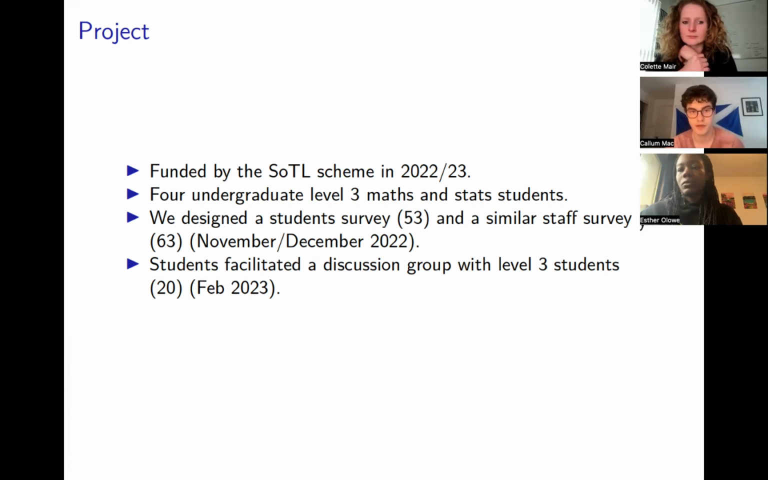For the student survey, we got 53 students, which is an okay response rate. Obviously, there's a few hundred students in the course, but 53 is still enough to make some good inference. And a similar number of responses from the staff. And the discussion group was 20 students, and that was actually a really good amount, and we were able to get a lot of good data from these people.